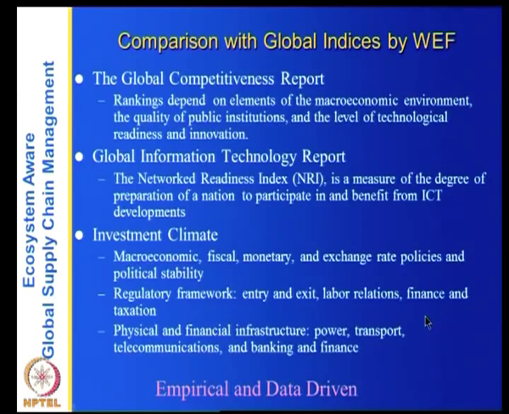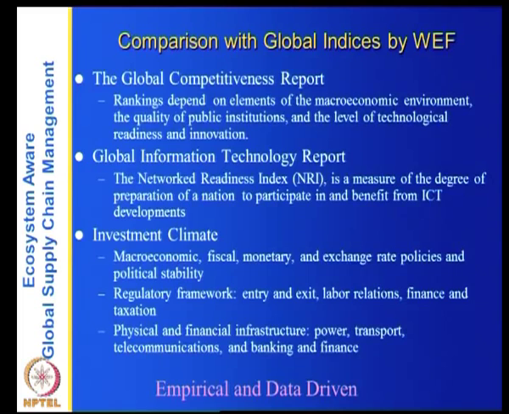Similarly, there is a comparison with global entities by the World Economic Forum. The World Economic Forum, apart from the World Bank on the investment climate, has these reports on the global competitiveness report. That is, the rankings depend on elements of microeconomic environment, the quality of public institutions, and the level of technological readiness and innovation. Of course, this global competitiveness report does not include all the factors that we have included, but it includes only some. But still, it ranks countries by these elements.